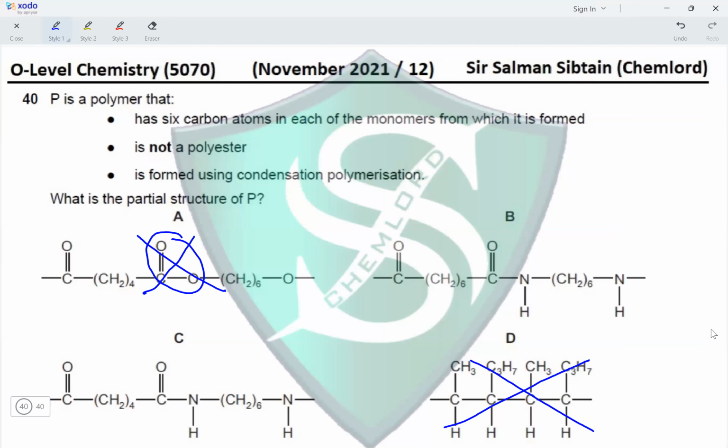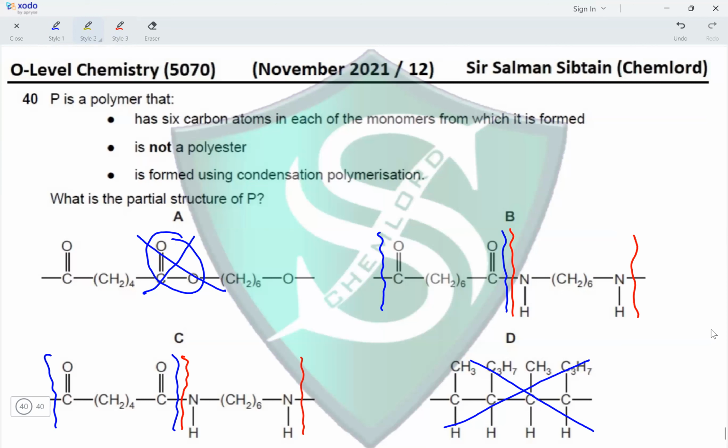So the first point has 6 carbon atoms in each of the monomers. That needs to be looked at because both of them are polyamides and both of them are formed by condensation polymerization. So in B, if we start from here, one repeat unit is this, and the other repeat unit starts from here and goes till here. And in C, the first repeat unit starts from here, goes till here, and the second repeat unit starts from here, goes till here. Now we need to calculate the carbon atoms in each of the repeat units, which will give us the number of carbon atoms in each monomer.